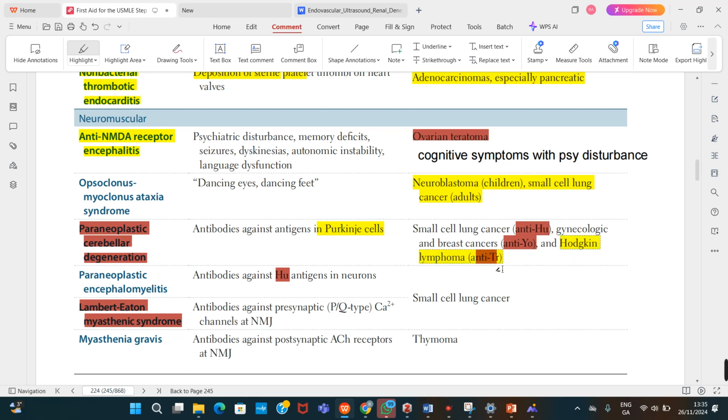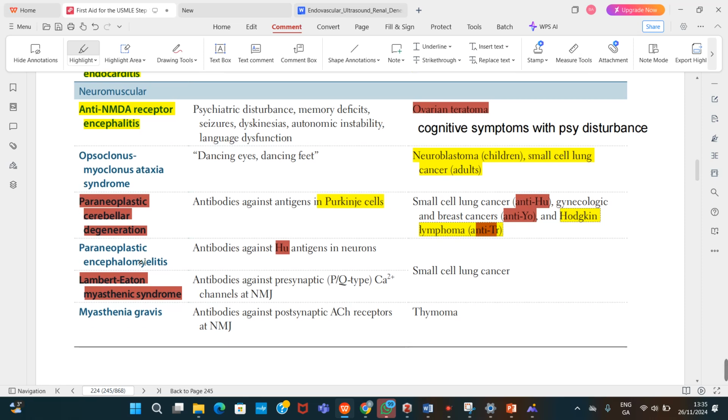So these three cancers can cause paraneoplastic cerebellar degeneration. Let's keep that in mind. Then there is paraneoplastic encephalomyelitis. So this patient is having paraneoplastic encephalitis with a paraneoplastic myelitis.